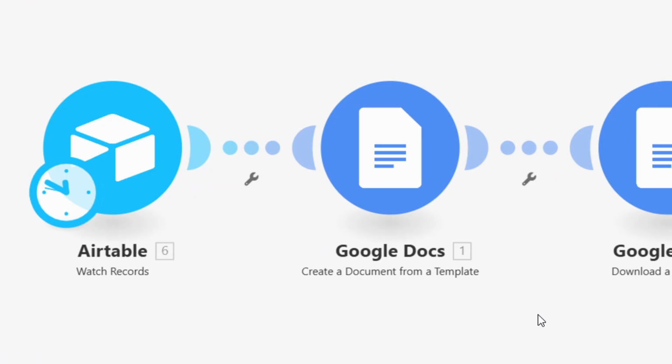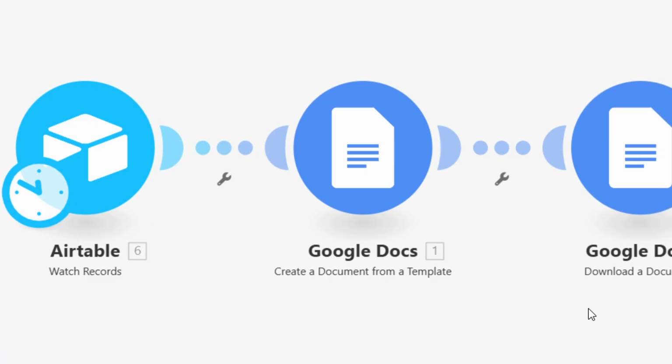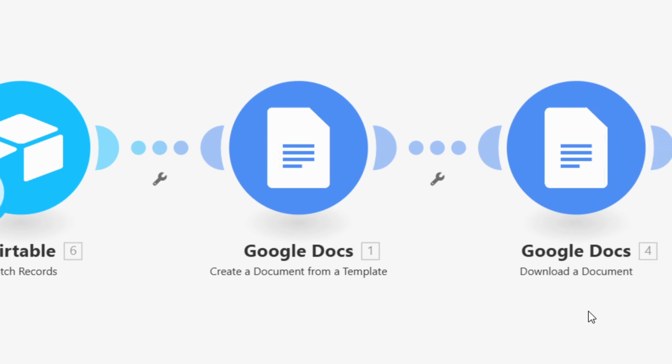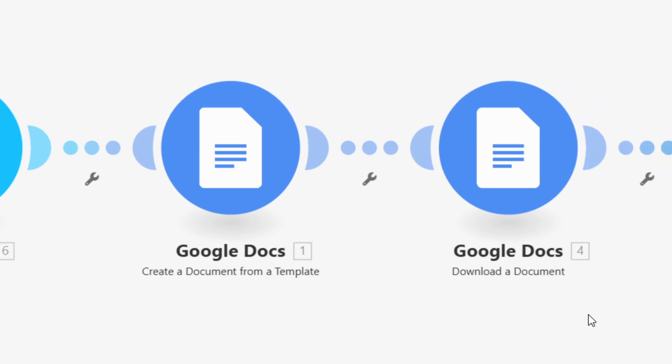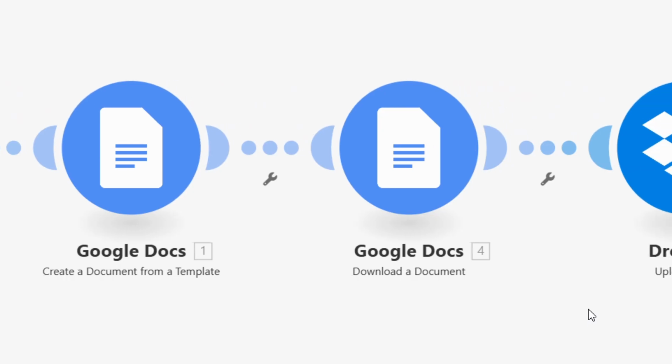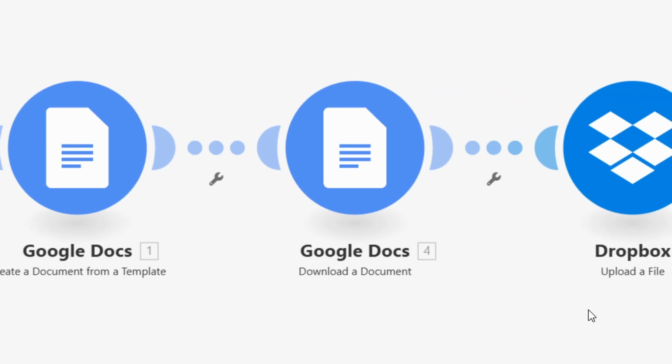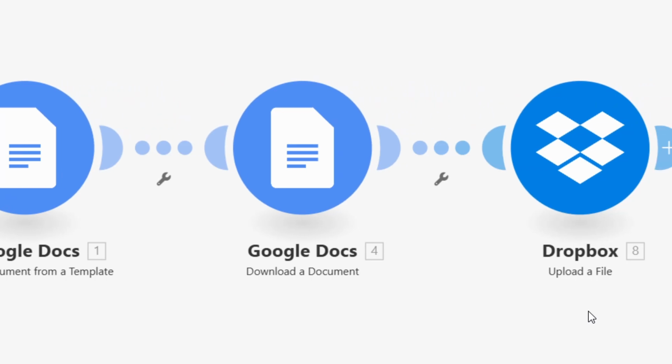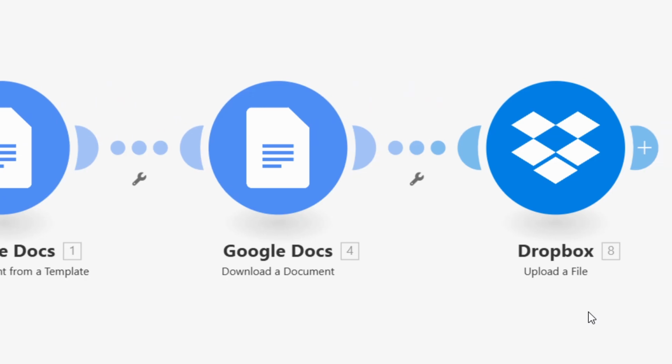Finally, let's talk about data backup. If you're working with critical information in apps like Airtable or Google Sheets, it's always a good idea to have backups. With Make, you can set up a workflow that automatically exports your data to cloud storage services like Dropbox or Google Drive on a regular basis. This gives you peace of mind knowing that your data is safe and accessible, even if something goes wrong with the original app.